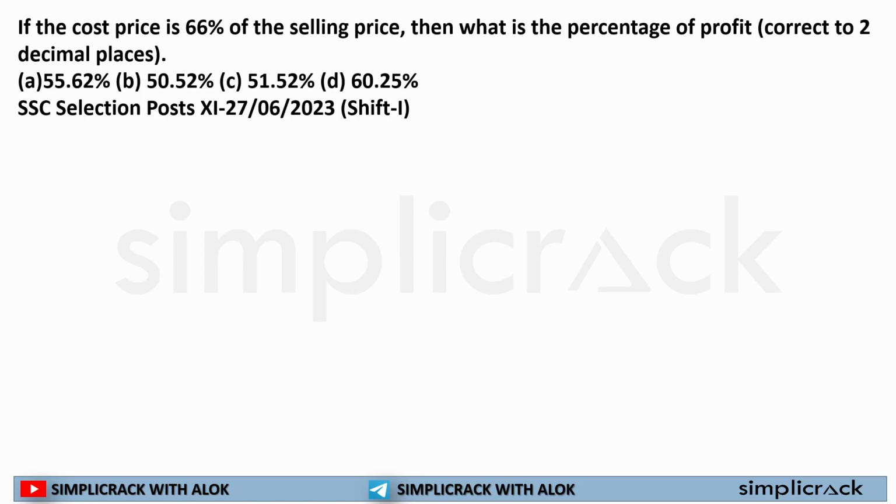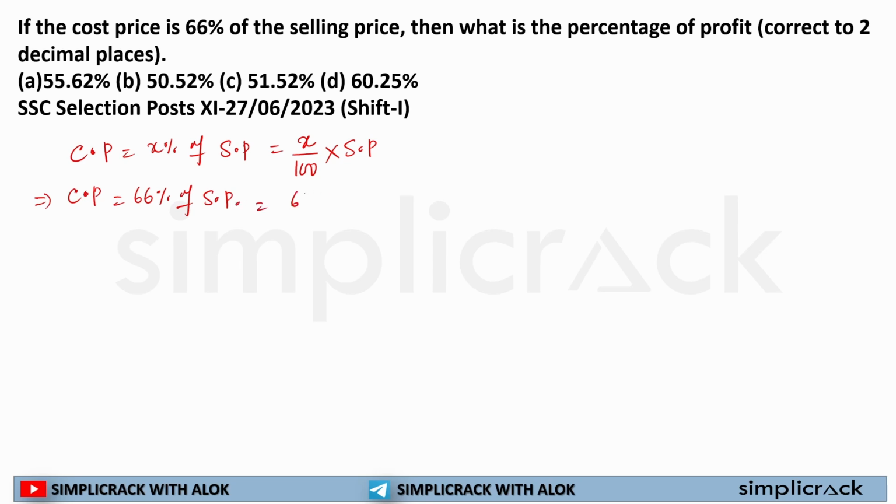Sir, if the cost price is 66% of selling price. See, I have already informed you. Whenever it is written like this, cost price is X percentage of selling price, how will I write it? X percent means X by 100 multiplied by selling price. So here in my question, it is written that cost price is 66% of selling price.